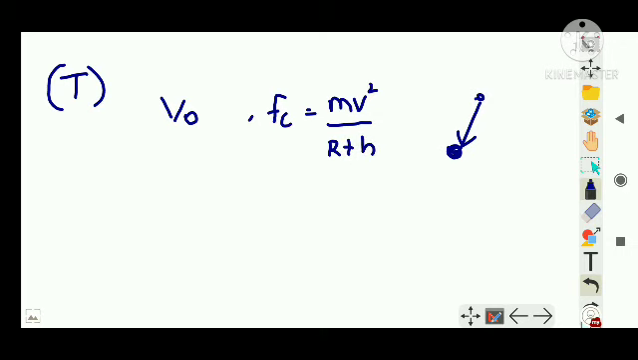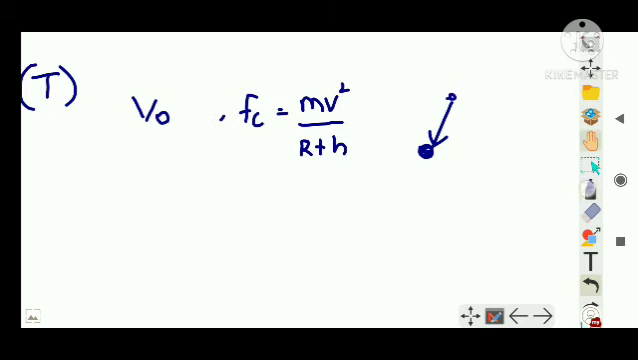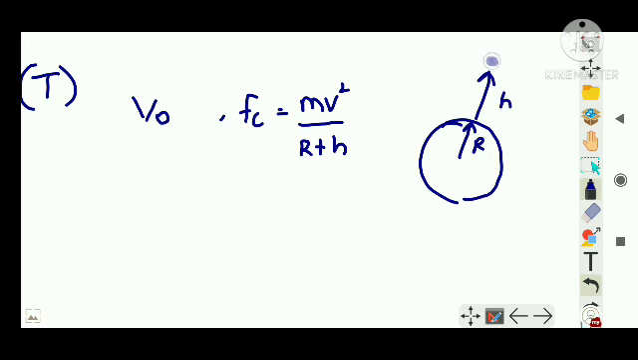Why did I take r plus h? Let's say I'm drawing it a little bit larger. This is our Earth and the satellite is here, and this will be r, and this, let's say, is h. So this satellite from Earth's center is r plus h distance. That's why in place of mv squared by r, I wrote mv squared by (r plus h), where m is the mass of this satellite. Clear?